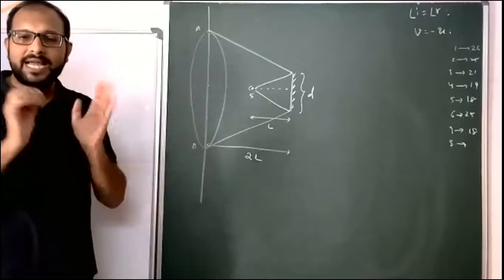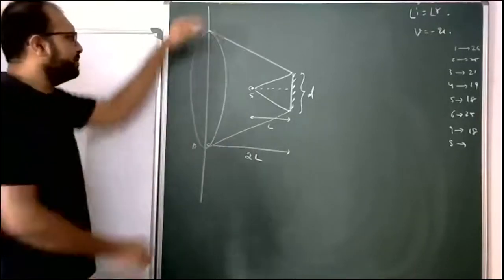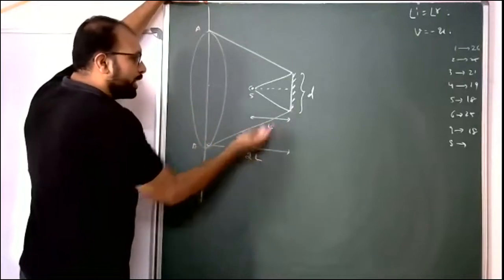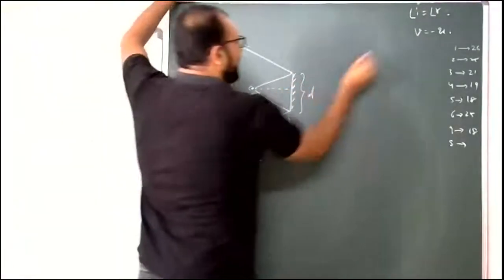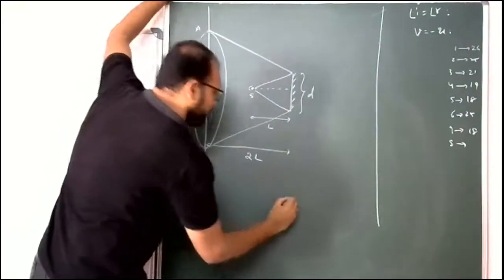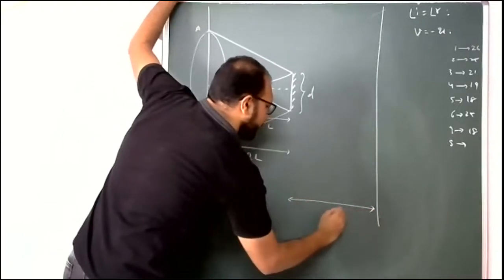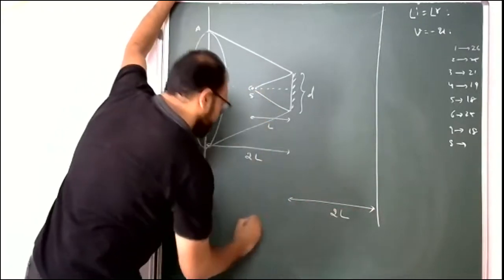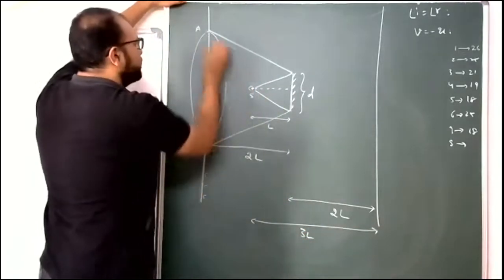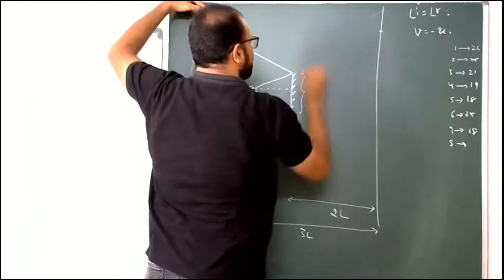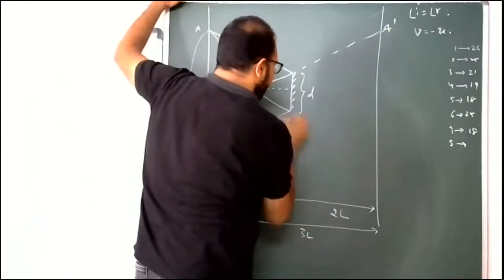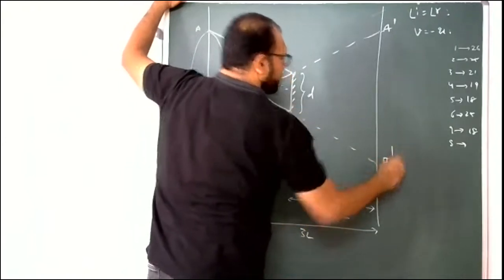One simple method I am telling now, just like already completed, one more time. Here the object wall is at a distance 2L from the mirror, with the help of this mirror. So from here to here, same 2L. From this source, 3L. Now students, this A is nothing but A prime. This B is nothing but B prime.